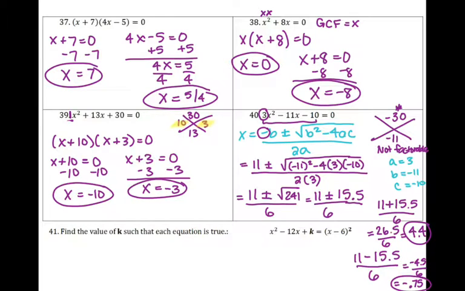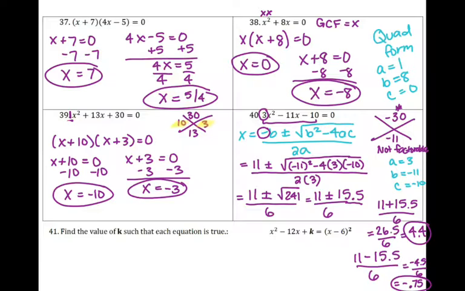Even if it is factorable and you wanted to use the quadratic formula for 39, go ahead. You could also use the quadratic formula for 38 as well if you didn't recognize that you could factor out the GCF. For 38, if you were to use the quadratic formula, A would be 1 for 1x squared, B would be 8 for bx, and your constant would just be 0. And then you carefully plug it in and work through that process, and you would still end up with 0 and negative 8.